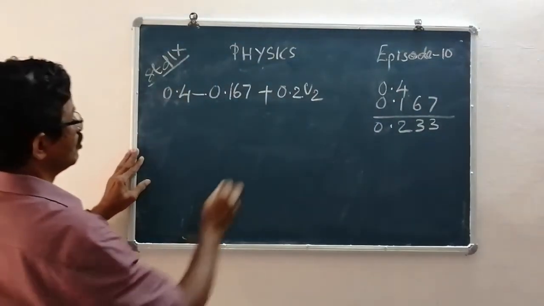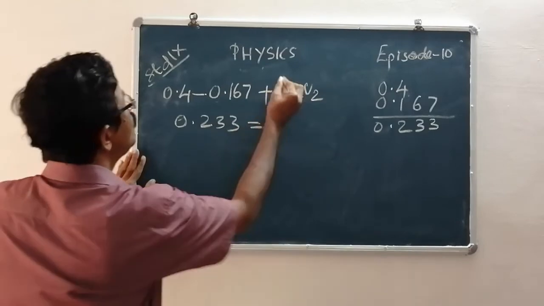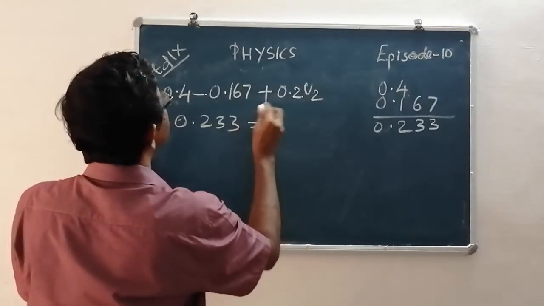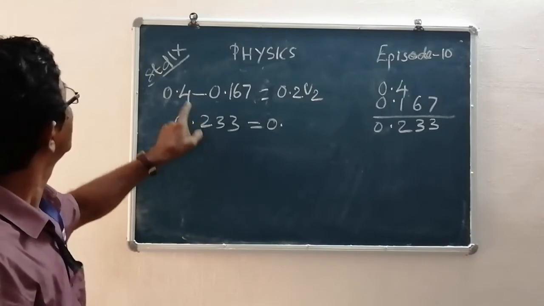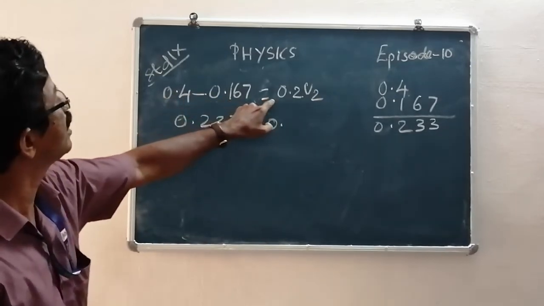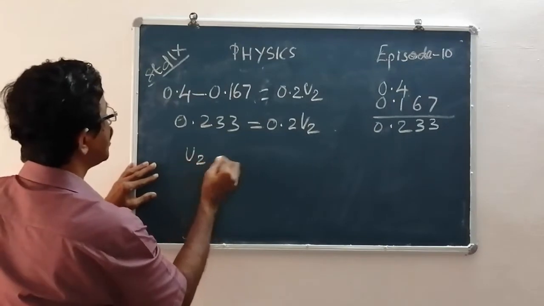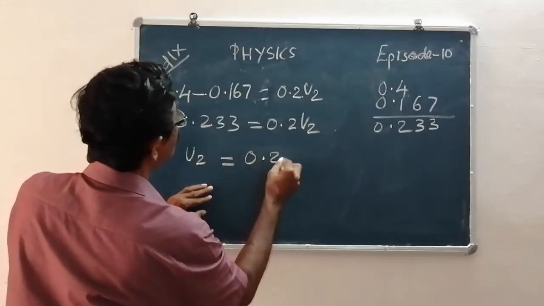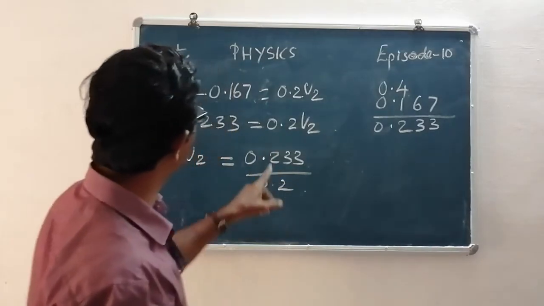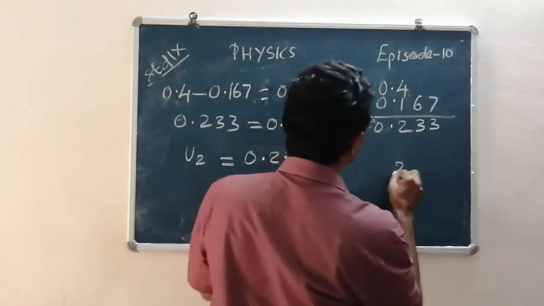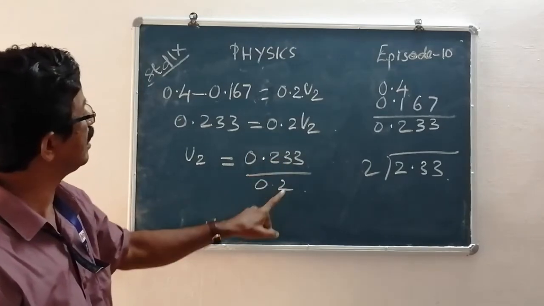See, now v2 is equal, this will come as 0.233 is equal to 0.2 v2. That means 0.4 minus 0.167 is equal to 0.2 v2. So v2 is equal to 0.233 divided by 0.2. We want to divide this one. We can remove 1 decimal from up and down. Then what will we get? 2.33 divided by 2.